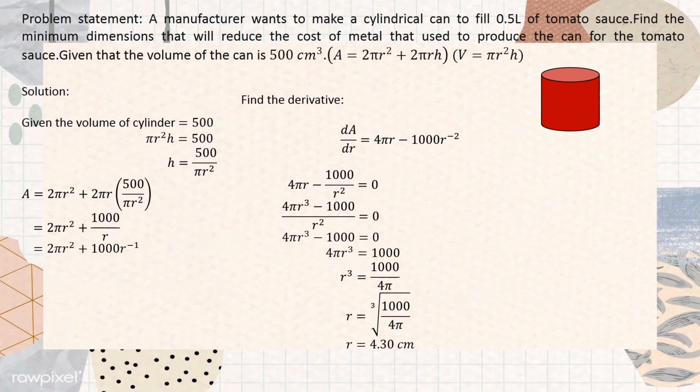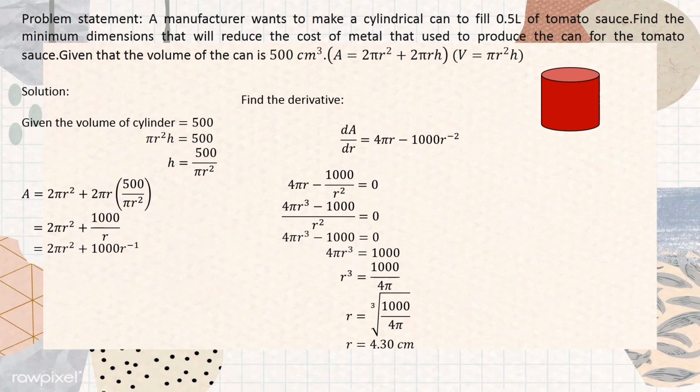Based on our problem statement, the manufacturer wants to make a cylindrical can, so we have to use the formula of the surface area of a cylinder and the volume of a cylinder. Given the volume of the cylinder is 500, substitute 500 in the volume equation. So it will be pi r square h equals to 500. Then in this equation, we only want one variable. So move the pi r square to the other side, so it will be h equals to 500 over pi r square.